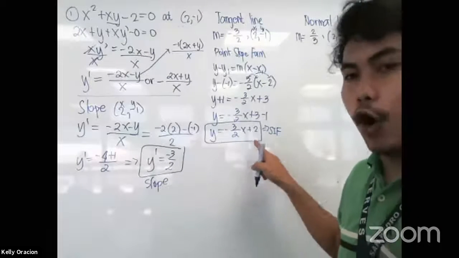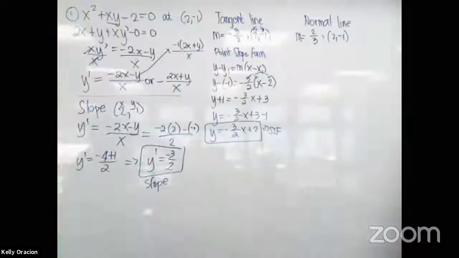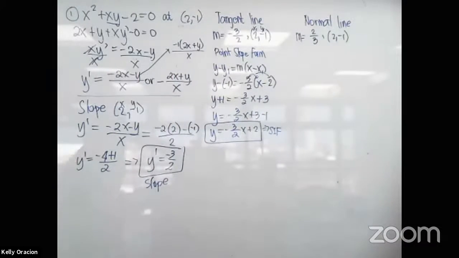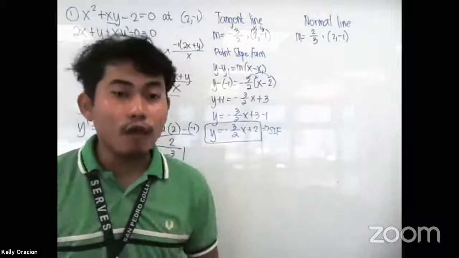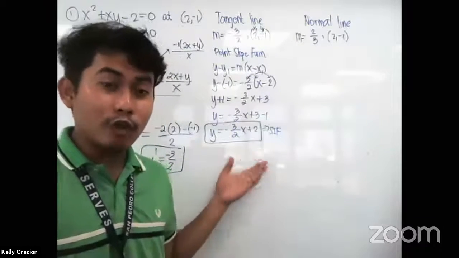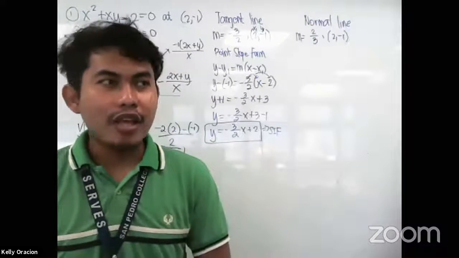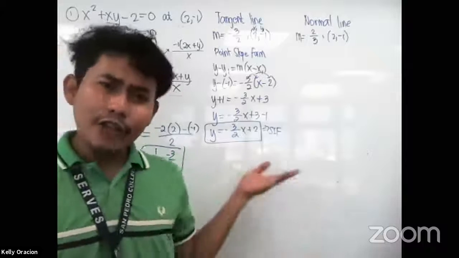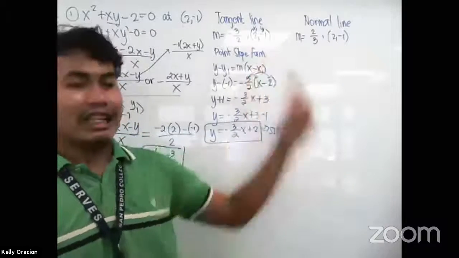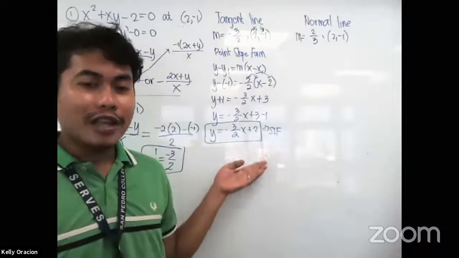Ang tawag sa form na ito is slope intercept form. Again, ang tawag sa form na yan is slope intercept form. Itong mukhang equation na ito, that's what we call slope intercept form. So ito na yung sagot. Yeah, ito na yung equation ng iyong tangent line. Again, this is now the equation of your tangent line.